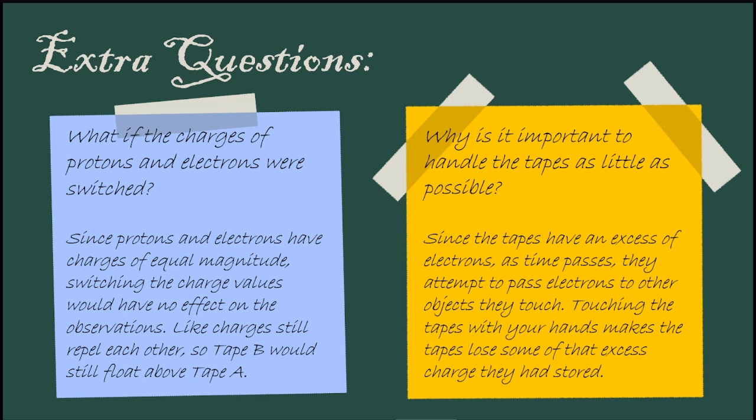Here are some extra questions. What if the charges of protons and electrons were switched? Since protons and electrons have charges of equal magnitude, switching the charge values would have no effect on the observations. Like charges still repel each other, so tape B would still float above tape A.